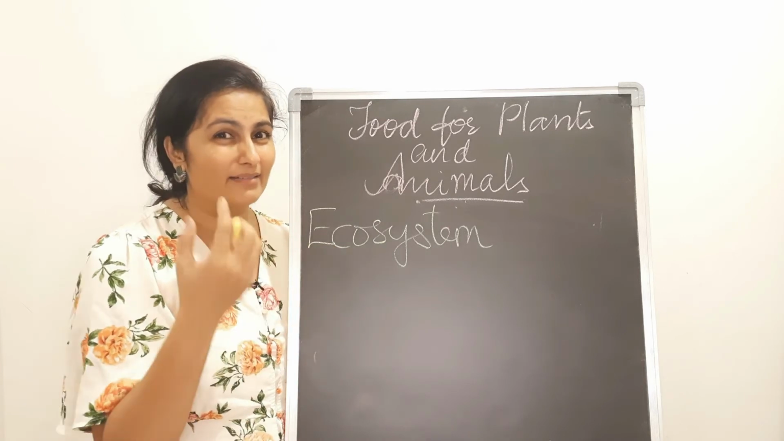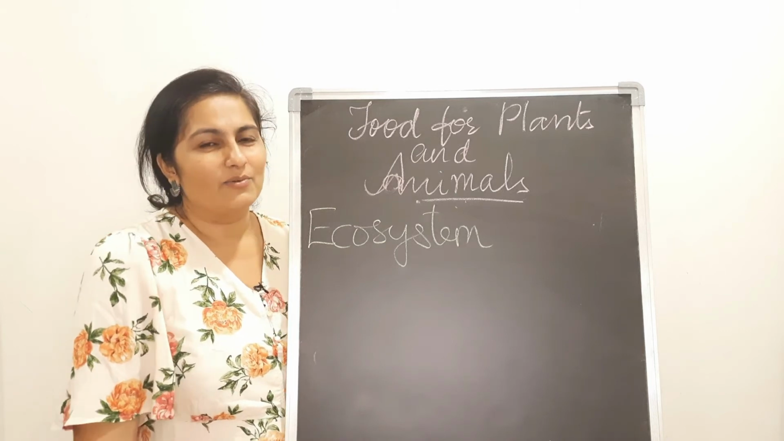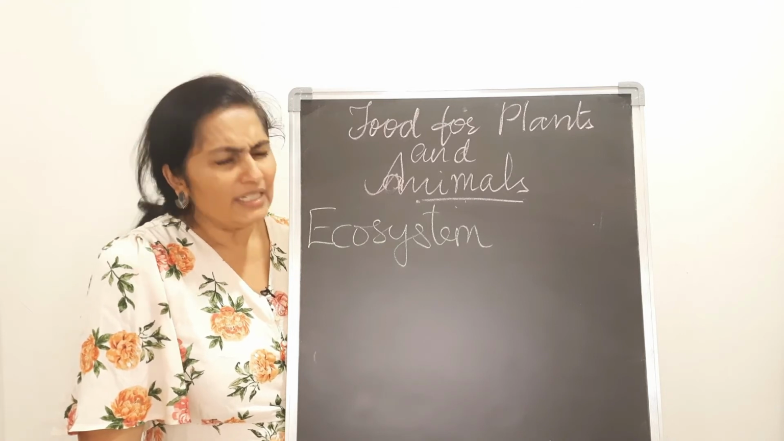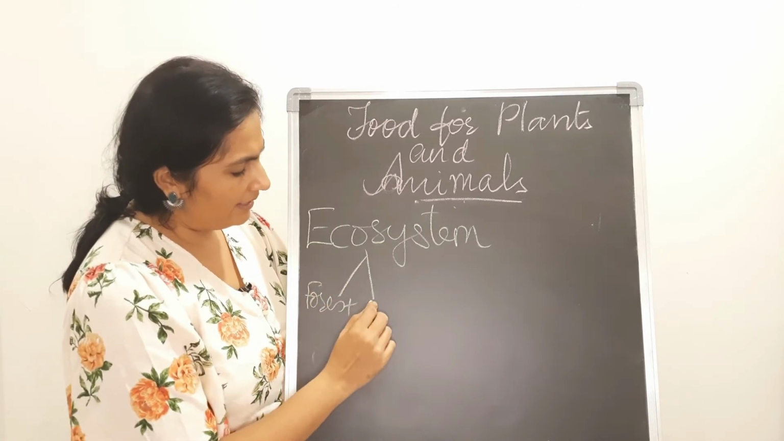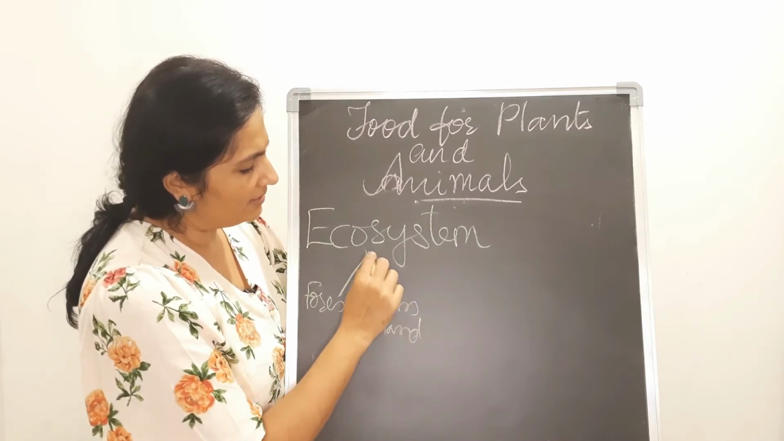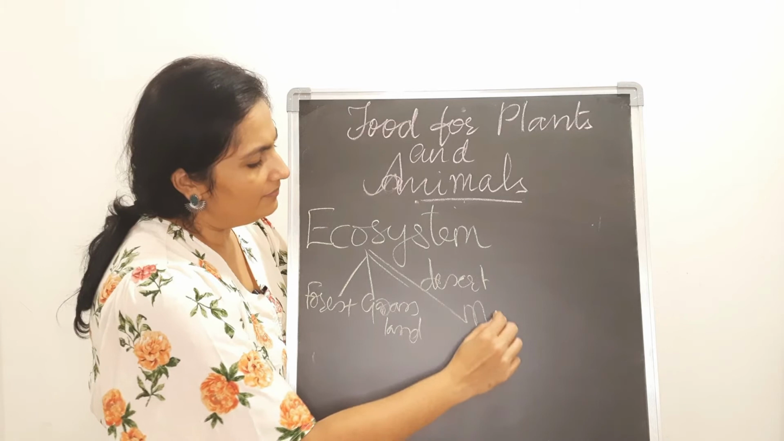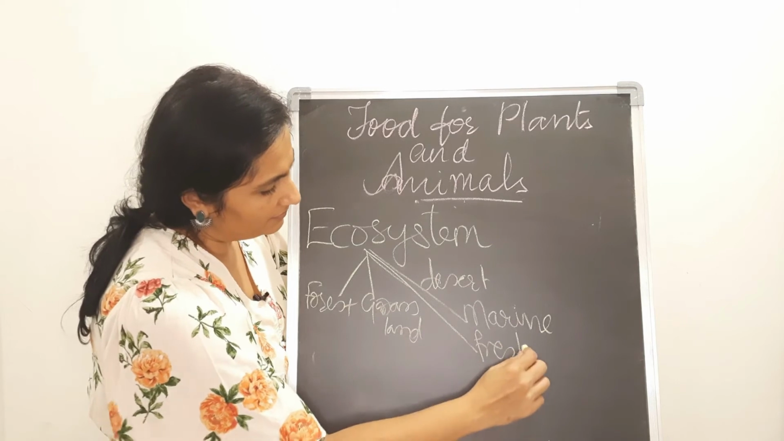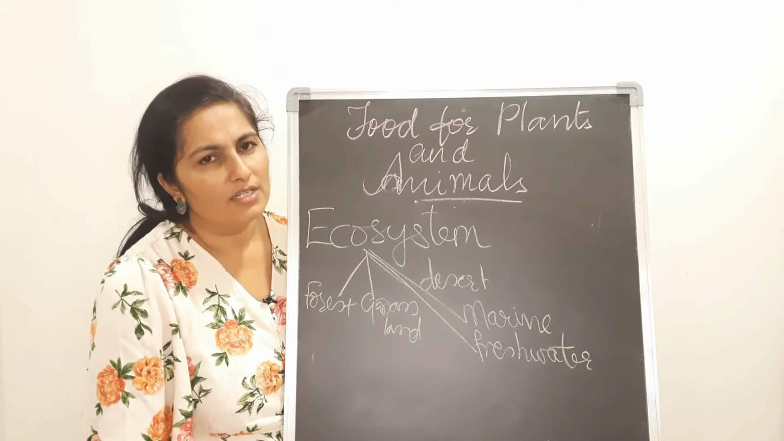So an ecosystem is quite an active system. Everybody is interacting with each other and with the physical environment, so it's quite a buzzing group. Now, ecosystems are of various kinds. The first one is forest. Then grassland. The next one is desert. Then marine. And then fresh water. So these are the 5 kinds of ecosystem.